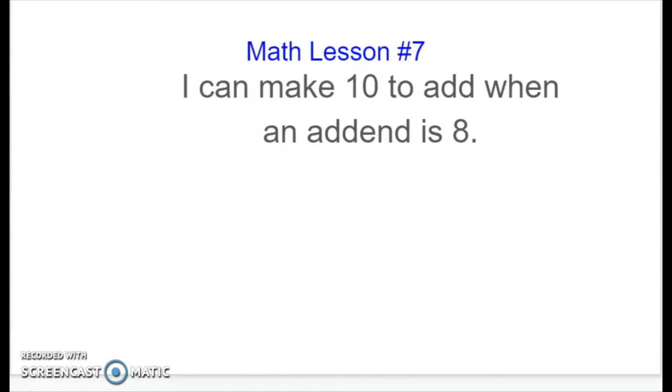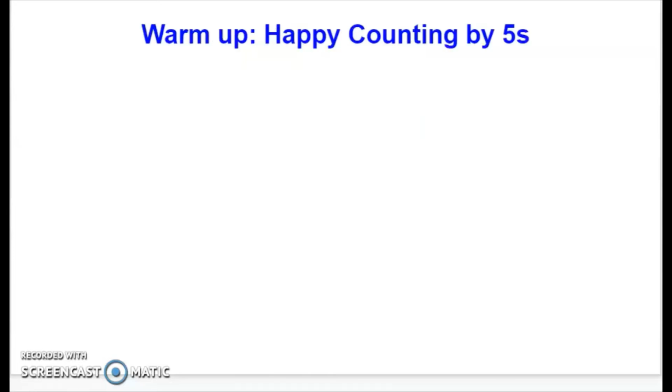For today's lesson, we are looking deeper at regrouping in order to count more quickly and more efficiently. Our job today is, I can make 10 to add when an addend is 8. So that sounds very confusing. I'll show you very shortly what I'm talking about. Let's go straight into our warm-up. For our warm-up today, we are doing happy counting by fives. Let's go ahead and get started.